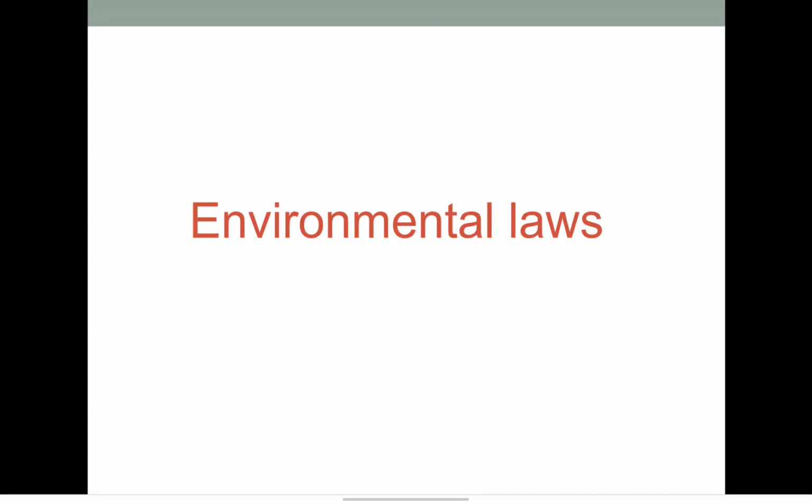So far in Unit 6, we have covered topics like global warming, ozone layer depletion, and acid rain. Today we are going to begin with a new topic, which is environmental laws.